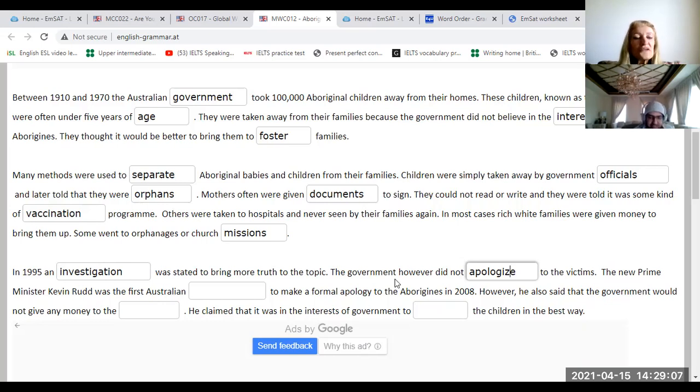Okay, so the new Prime Minister, Kevin Rudd, was the first Australian something to make a formal apology. I should think so too. First politician? Was he? Oh, okay.